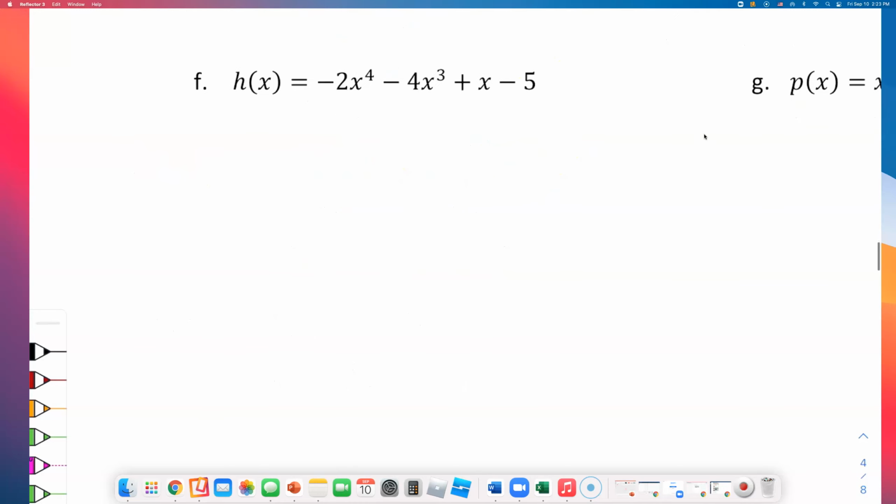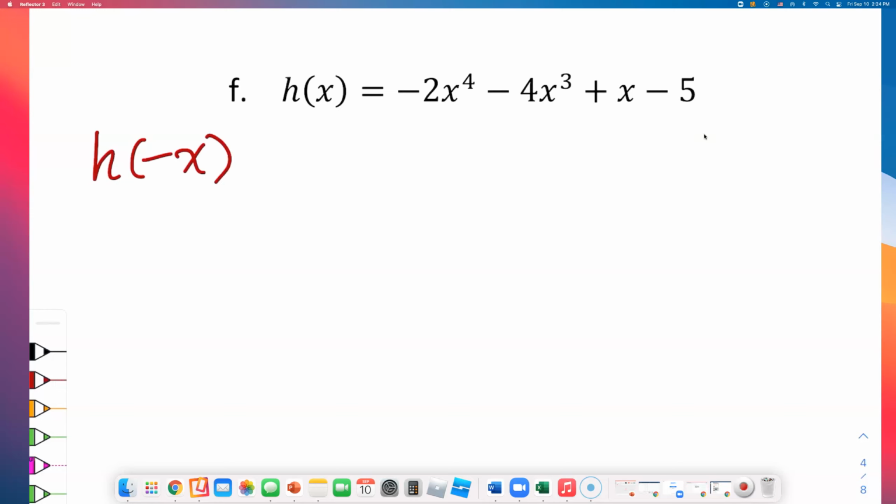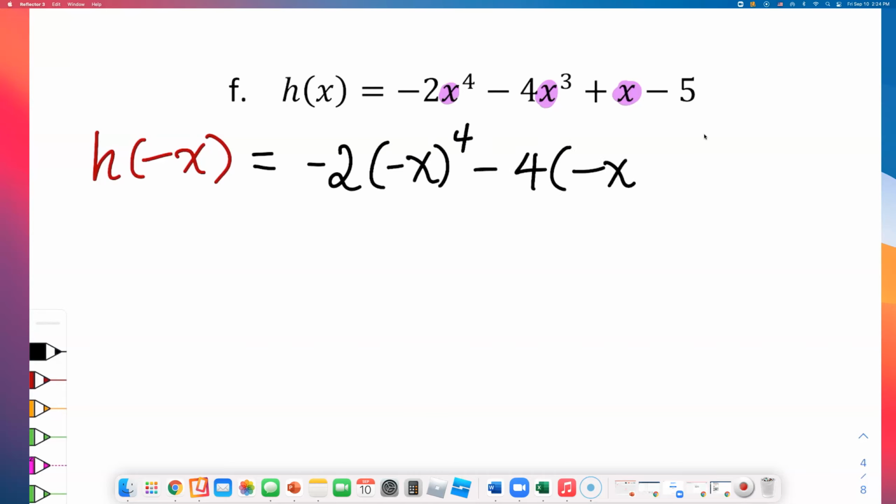Let me try another one down here on f, okay? Let me do this one with you. The rule is the same. Just to see what it is, we will plug in negative x into the function. So everywhere I see x, I'm going to plug in negative x. So that will be negative 2 times (negative x) to the fourth minus 4 times (negative x) to the third plus negative x minus 5.